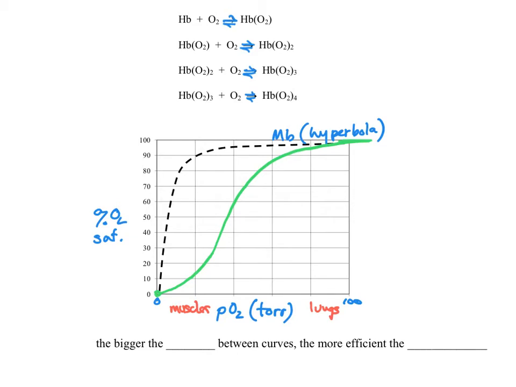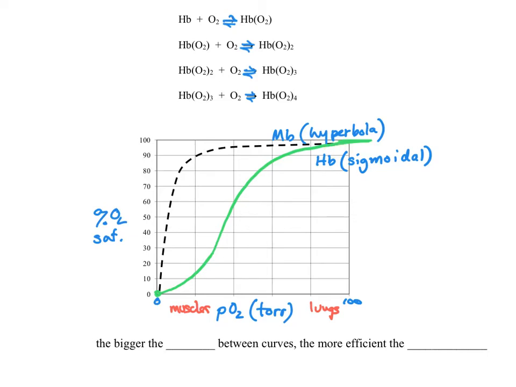I want to tell you that this curve is not just different from myoglobin in the way it's shifted left and right, but it's also different in its shape. This is not a hyperbola, it's a sigmoidal curve. Sigmoidal comes from the Greek letter sigma for S. It's kind of S-shaped. Now, let me say it again, because this is the important part. The hemoglobin has high saturation out here in the lungs.